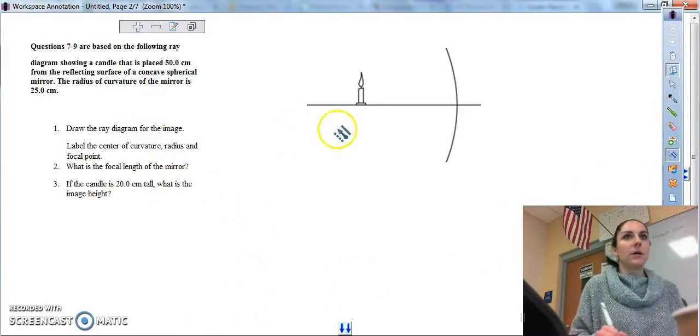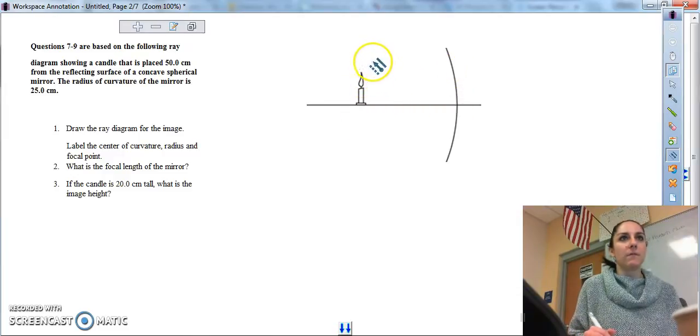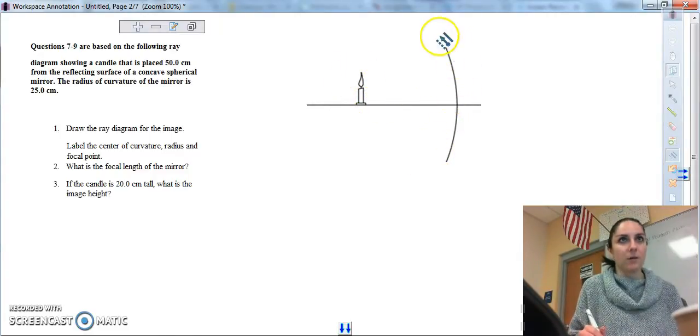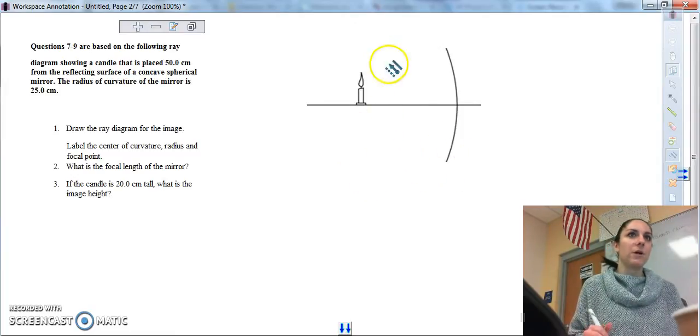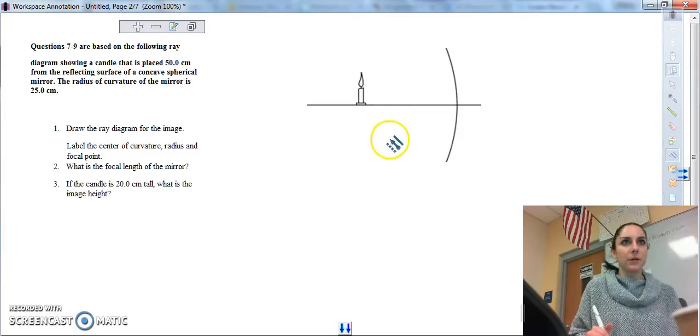And this is the concave mirror, and I know it's going to be concave because of the way the object is placed, so that the curve is going in toward the object. If it was going away from the object, that would be a convex. So this is a concave, and it actually tells you in the problem that it is concave. Okay, so first I need to figure out the focal point if it's not already given. That's very important. So let's do that.